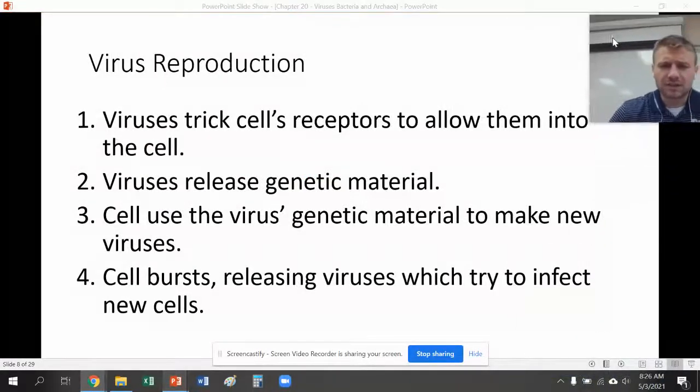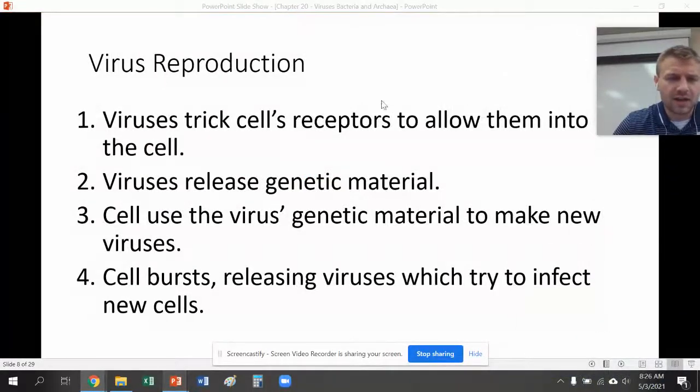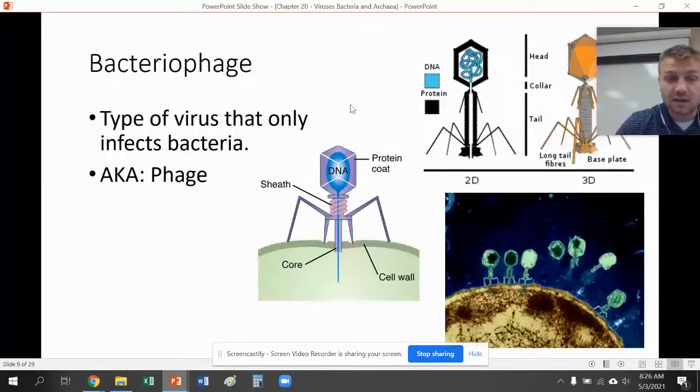Now, we've talked about this a little bit when we talked about the COVID vaccine and how viruses spread. But basically, the virus tricks the receptor cell into allowing it in. The virus then releases its genetic material. This causes the cell to make that virus, or make proteins that will make that virus. And once the cell gets filled up with these viruses, it will burst. And then the viruses that were made inside the cell will go out and try to infect other cells.